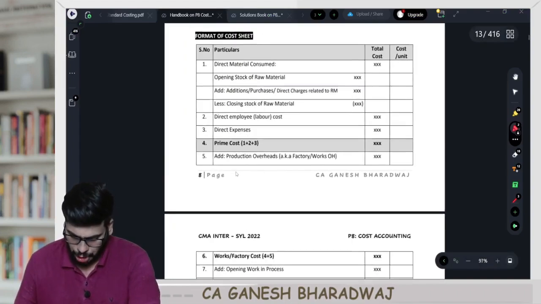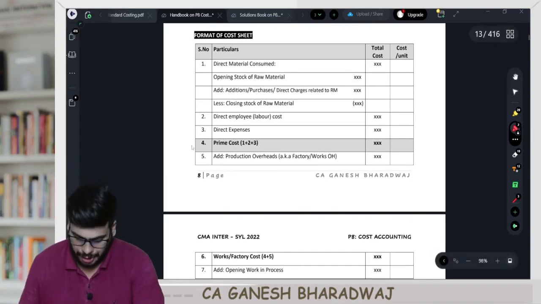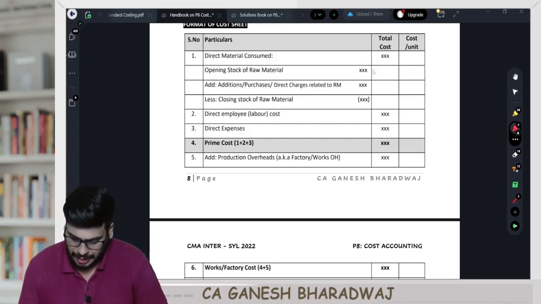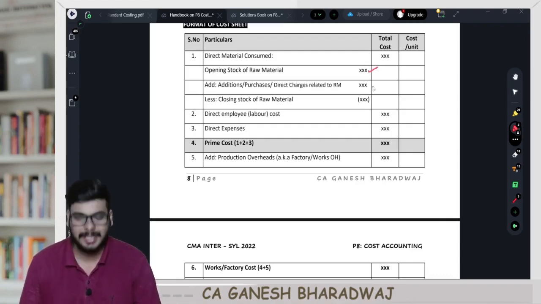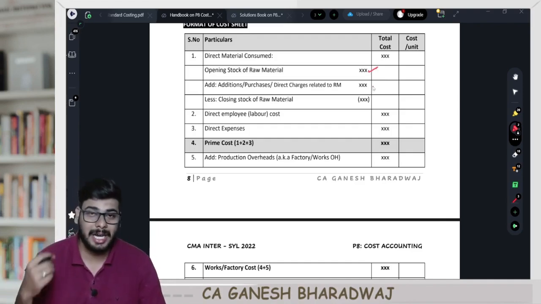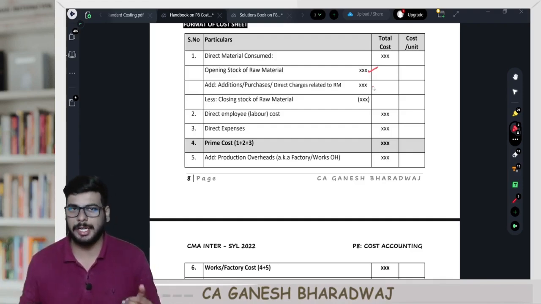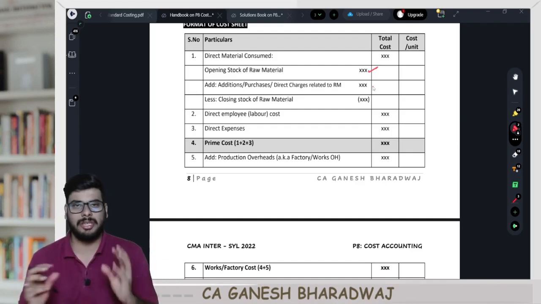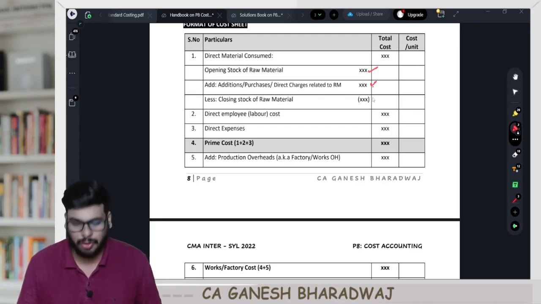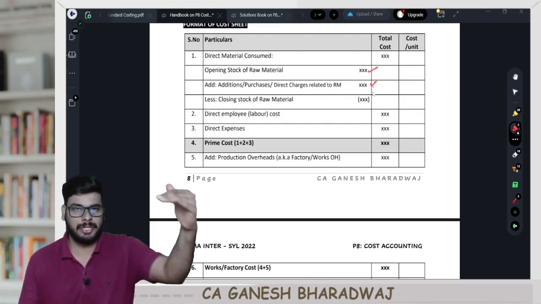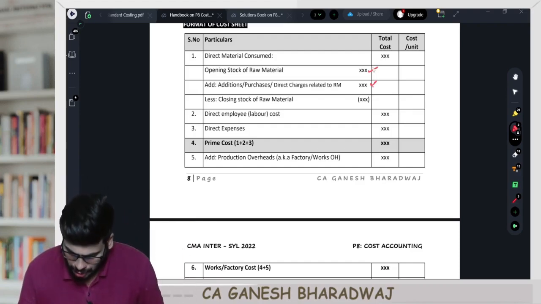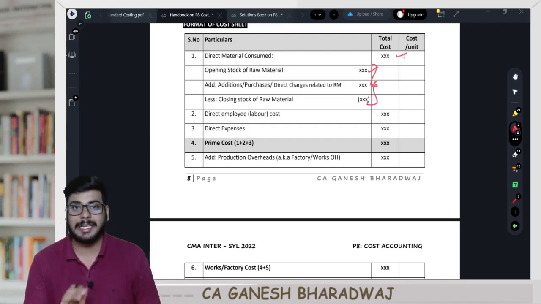Now, format of cost sheet. How does the format of cost sheet look? First, you need to calculate the direct material consumed, which is nothing but opening stock of raw material plus any kind of additions, purchases, or any direct charges related to purchase of raw material, for example, freight inwards. All the costs incurred to bring the raw material to the current location need to be added here, minus your closing stock of raw material. So, opening stock plus purchase-related costs minus closing stock. If you net off these three, you will get the direct materials consumed.